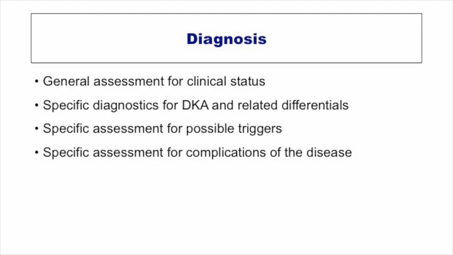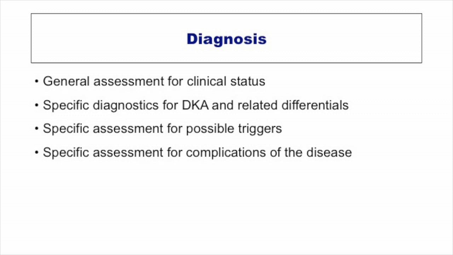Specific diagnosis for DKA and related differentials. There are a number of tests that have been discussed already. Remember, you don't only diagnose DKA, but the number of differentials must also be evaluated, because they're very important. Then you also look for specific assessment for possible triggers. Dr. Nakota told us about looking for things like cardiac enzymes, looking at an ECG. Sometimes the patient might have had a stroke, and that may be the trigger. Someone might be having a big abscess sitting somewhere. Look out for that. Specific assessment for complications of the disease.